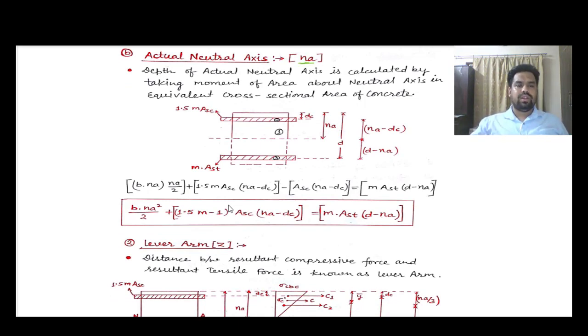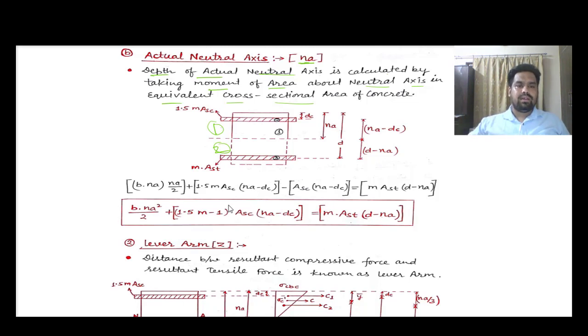So what is the actual neutral axis? It is the depth of the actual neutral axis, which is calculated by the moment of area about the neutral axis in the equivalent cross sectional area of concrete. So we equate the moment of area on both sides of the neutral axis. So this is the first part and this is the second part. We will equate both 1 and 2.